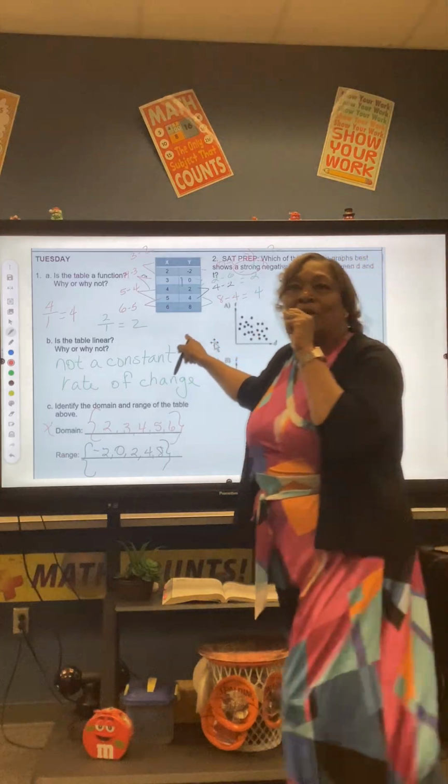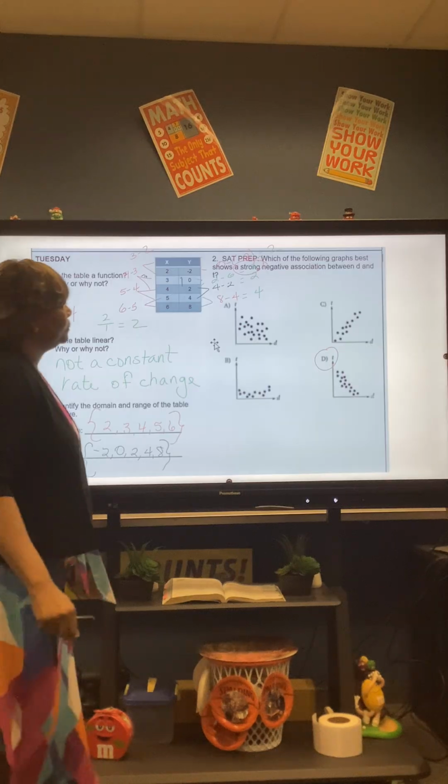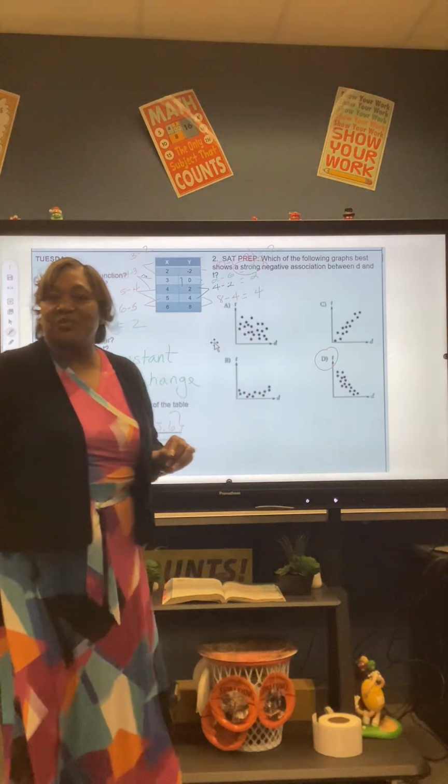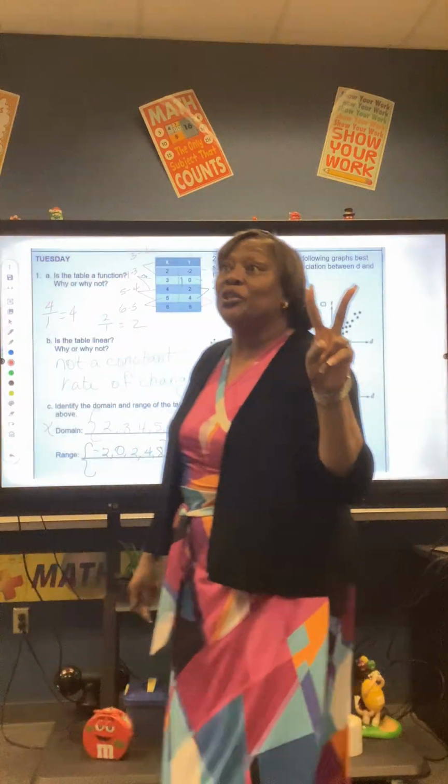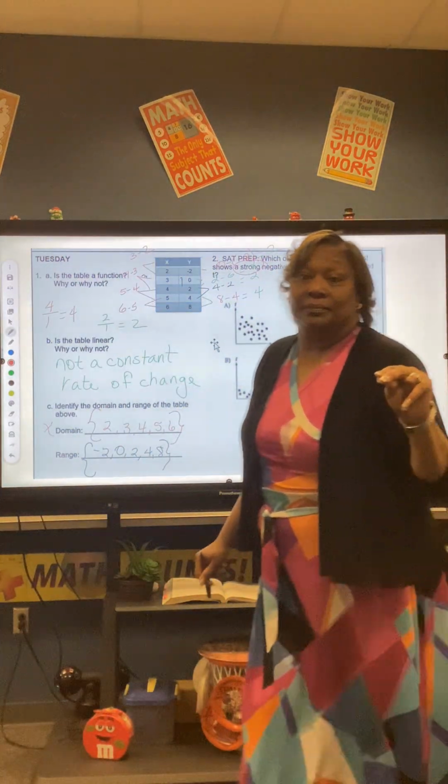What happens if your points are scattered? What was the word yesterday? Somebody look at your notes. What was the word yesterday? No what? Nope. No correlation. All right, that was the word we talked about yesterday, scattered, on page 2 of your notes. Okay? So D is the correct answer. Are we good with that?